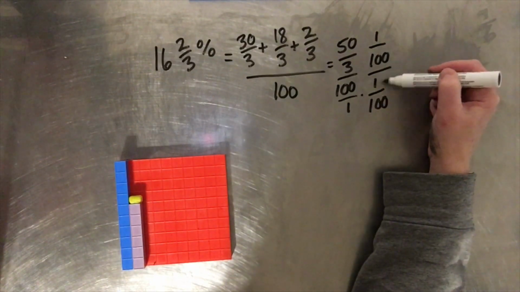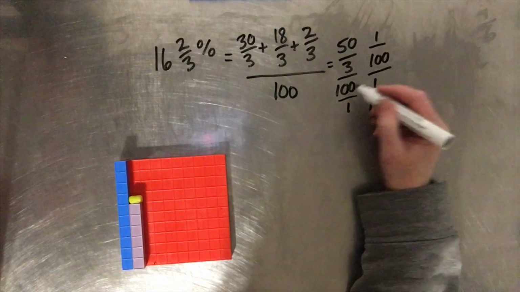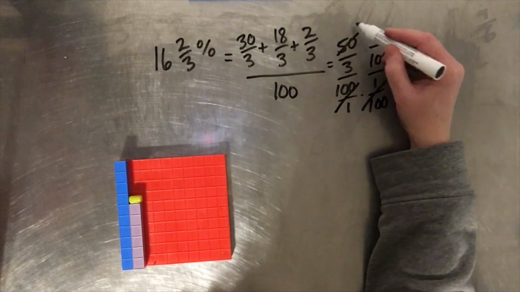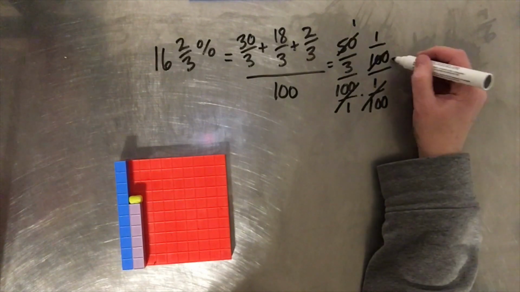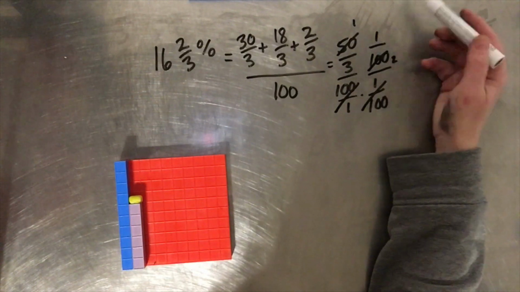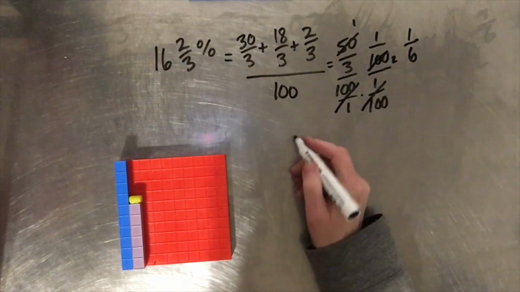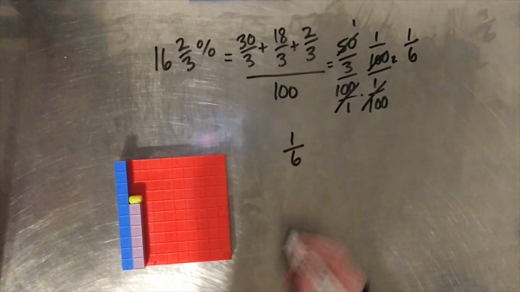You see 100th over 100th is the same as 1, but that allows us to cancel this out, right? And then 50 goes into 50 one time and into the other 2 times, and then 1 times 1 is 1, and 3 times 2 is 6, and so that's how you get your 1/6.